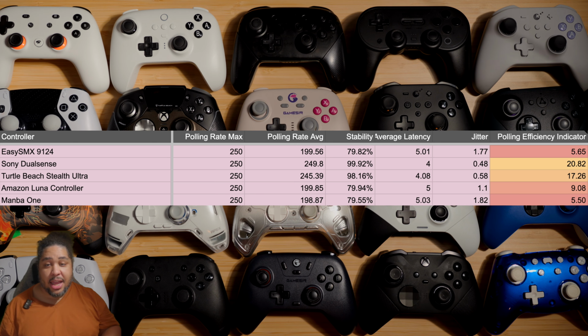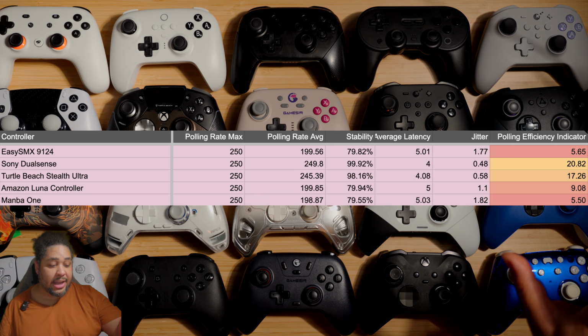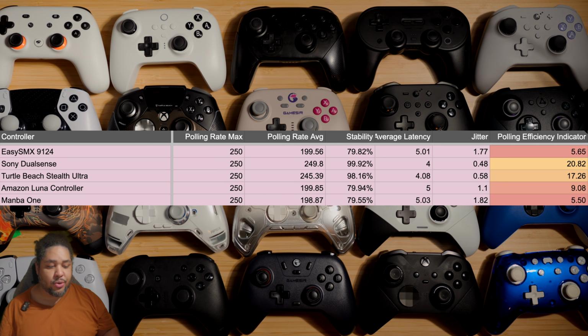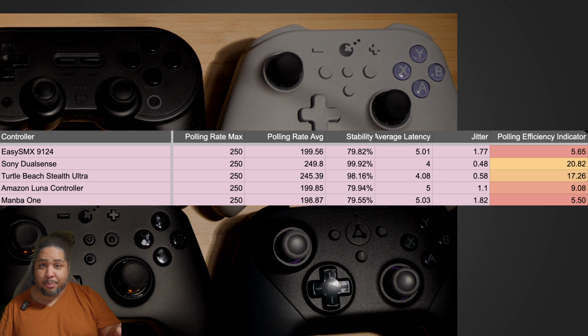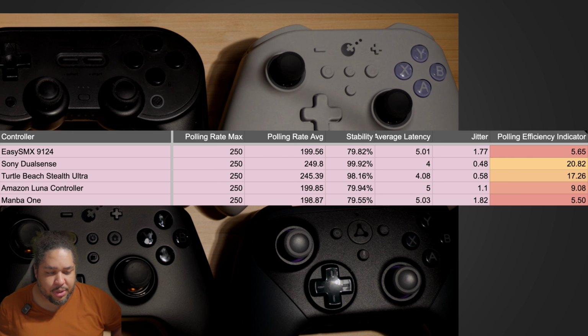Now the third one in the polling efficiency category is the Amazon Luna controller. Definitely a very well-rounded product. Again, not necessarily the one with the most features, but one that I was happily surprised by in terms of quality, and it also has a 3.5 millimeter jack, which is important for some people.